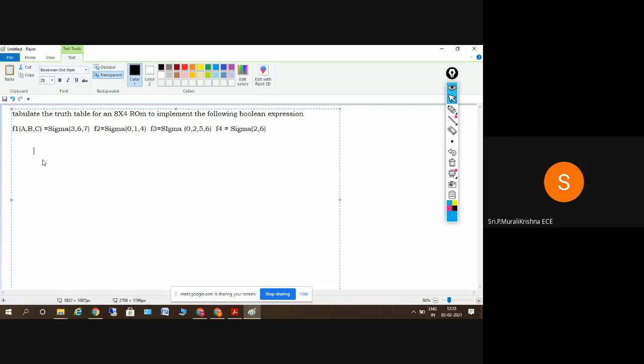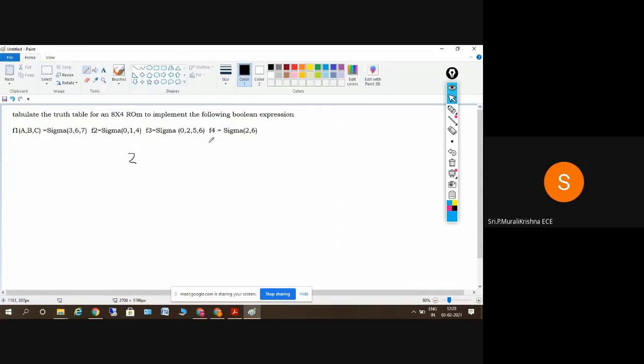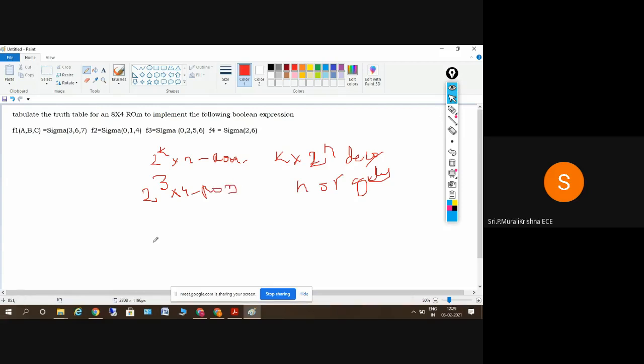The size of the ROM, as I told you, if it is 2 power k into n ROM size, then we need a k into 2 power k decoder and n OR gates. This is what is needed. So it is an 8:4 ROM. 8:4 is nothing but 2 power 3 into 4 ROM here. So what is the size of decoder we need here?